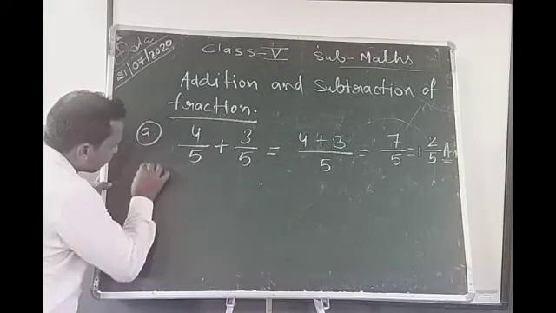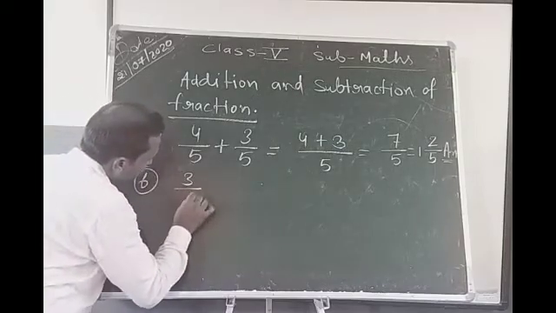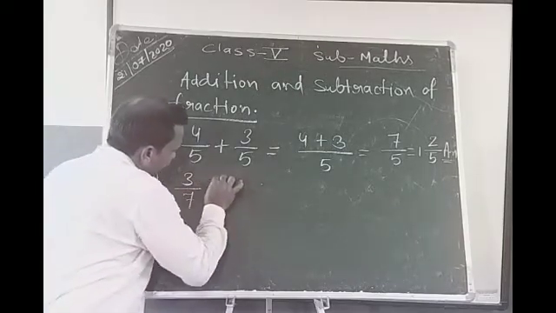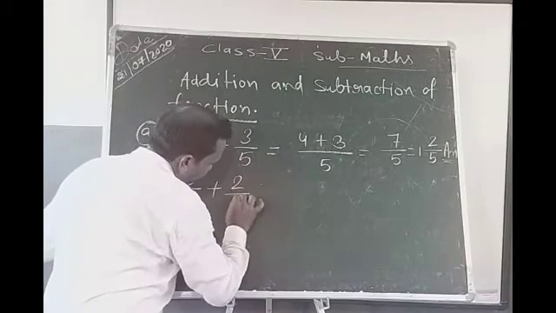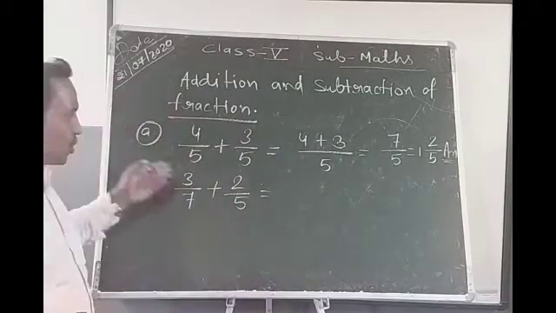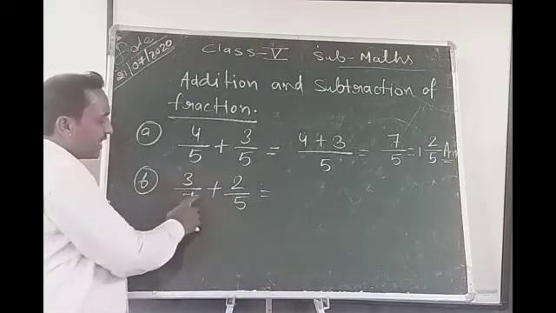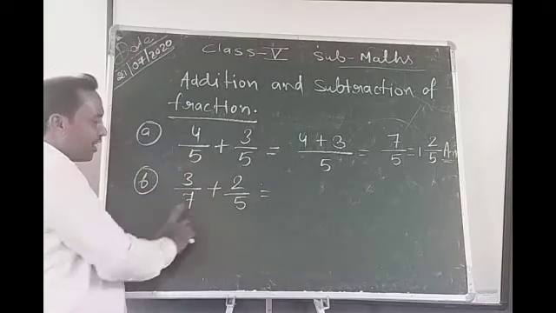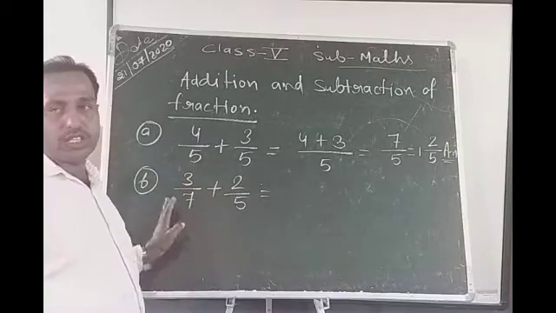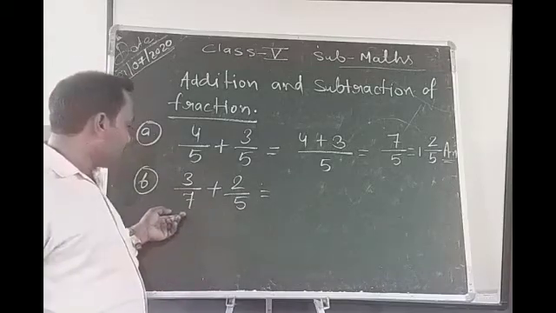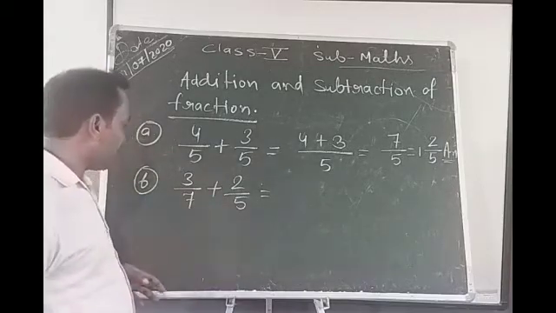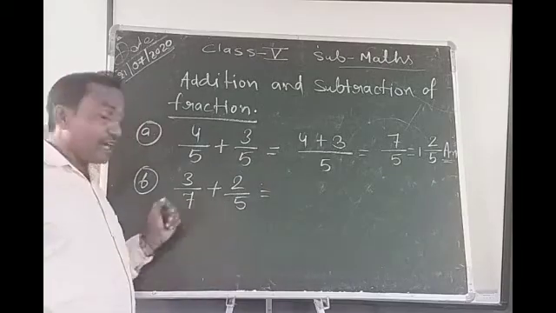B: 3 by 7 plus 2 by 5. Again you see here, the denominators are 7 and 5. But these are not equal. These are unequal numbers. 7 is one number and 5 is another number. So this type of fraction is called unlike fractions.